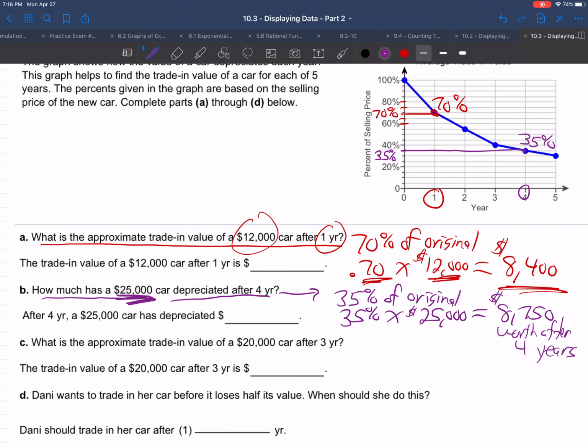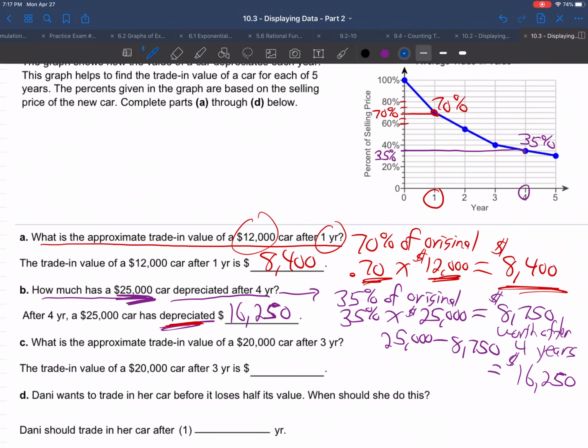And they asked, how much has it depreciated? Like, how much has it gone down? So then I would need to take 25,000, the original value, minus 8,750, subtract that, and I'm getting $16,250. So it's lost $16,250 of its value. That's how much it's depreciated, gone down in value. That's a lot in 4 years.